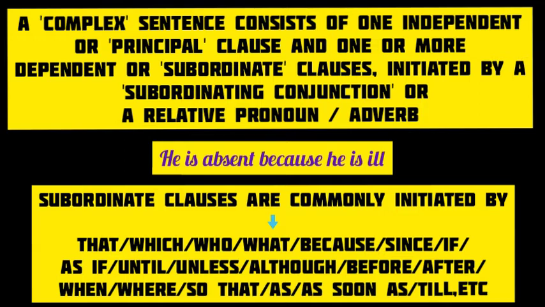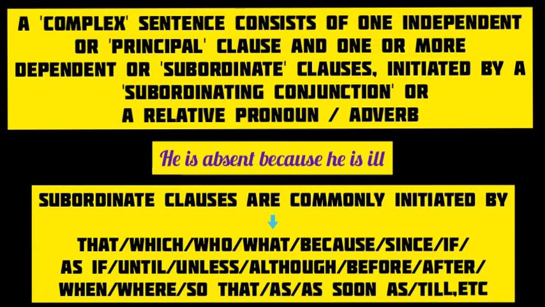Now I am providing a very important list of the common subordinating conjunctions and relative pronouns or relative adverbs that come at the start of the subordinate clause in the complex sentence. And here goes the list: that, which, who, what, because, since, if, as if, until, unless, although, before, after, when, where, so that, as soon as, till, and so on. So you should remember that in a complex sentence, the subordinate clause is always introduced by one of these words.